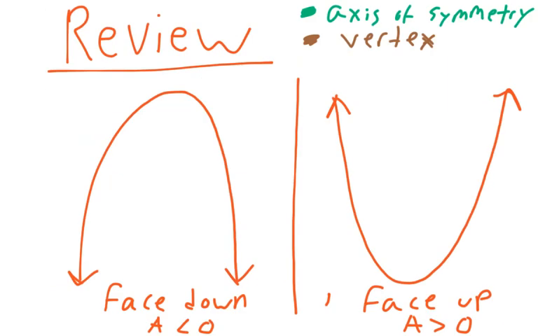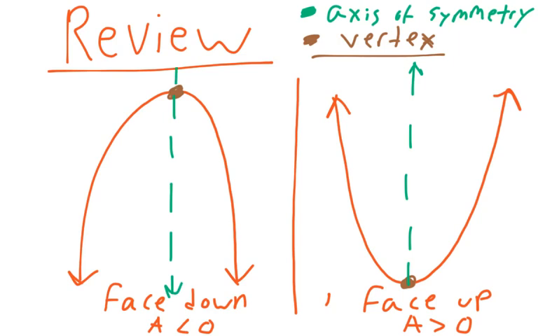So to review a little bit, here's my two examples of parabolas. This one is face down, right? It's going down. This one's going up, right, in both directions. So to review, the vertex will be right there on this parabola and right there on this parabola. And my axis of symmetry, to review, is that vertical line that cuts the parabola in two perfect halves. So these are my axes, plural, axes of symmetry.